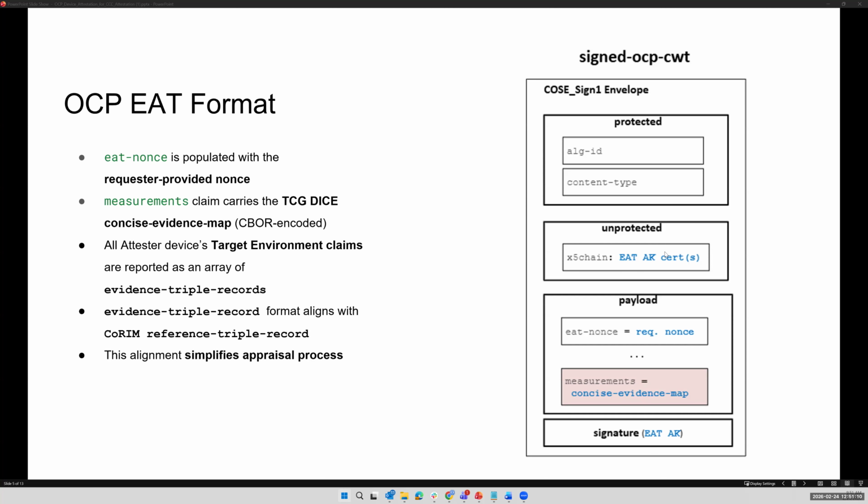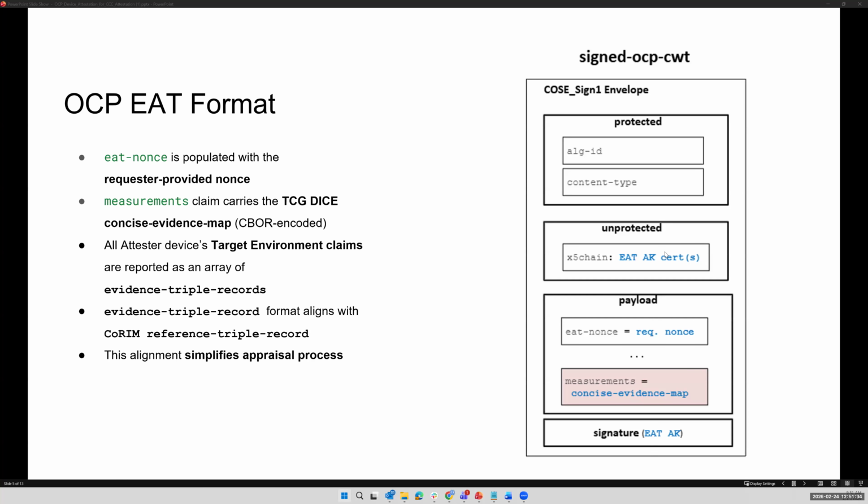Is this EAT AK cert, that leaf cert, self-signed in any circumstance, or is it always signed by an issuer? No, it must be signed by a root of trust device identity key. Okay, so a DICE cert chain. Yeah, this is just the leaf of the DICE chain. The DICE cert chain could be one.